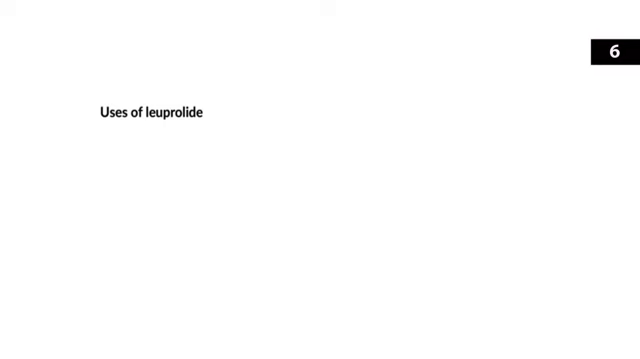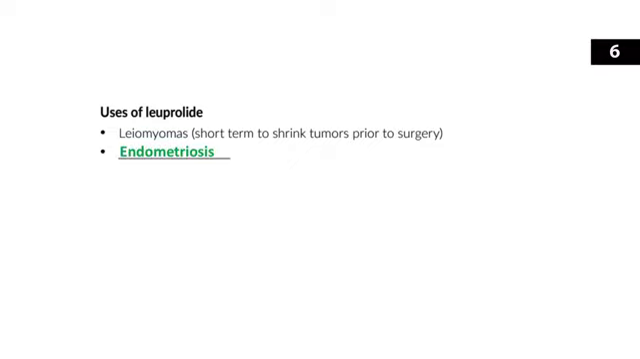So when would you use leuprolide? This is in your study guide. It's used to treat leiomyomas, but just to shrink them before surgery, endometriosis, central precocious puberty, and advanced prostate cancer. And for those 4 uses, it's given continuously. Leuprolide is also used to treat infertility, and there are 2 different ways that leuprolide is used for this.